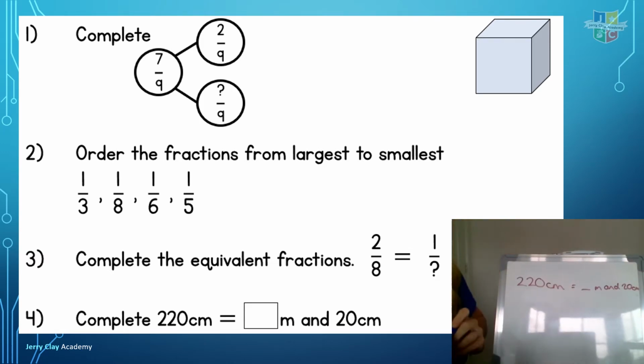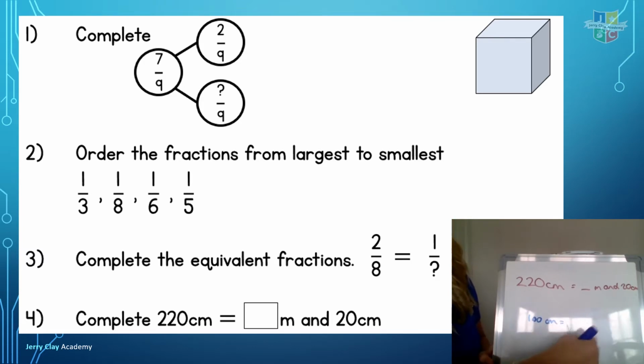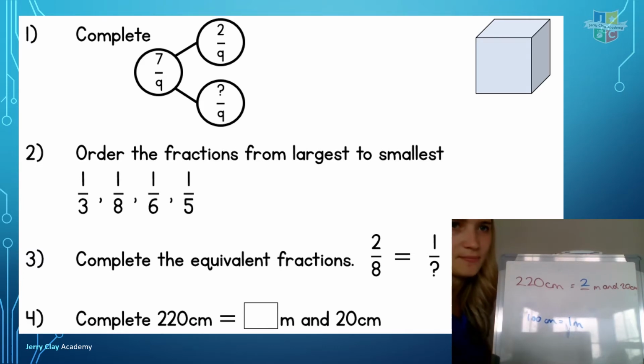So looking at number 4, we want to convert centimetres into metres. Now remember that the conversion is 100 centimetres equals 1 metre. So if I've got 200 centimetres, I'm clearly going to have 2 metres and 20 centimetres remaining. So it's going to be 2 metres in there.